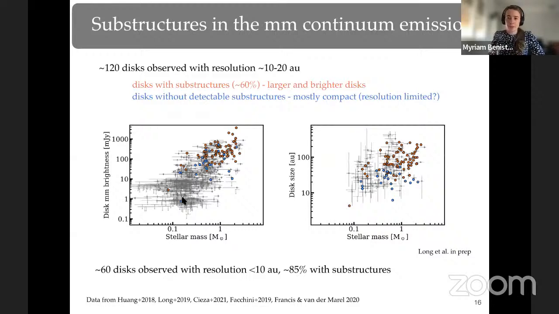So far, we have observed about 120 disks with a resolution of about 10 to 20 AU. This plot shows the disk brightness versus the stellar mass and the disk size versus the stellar mass. In orange are the disks that show substructures, and we can see that they are quite bright and quite large. The disks that do not show substructures are in blue, and we can see that they can still be quite bright, but they are compact. So it looks like we're still very limited by angular resolution, and we need to push for higher angular resolution with ALMA to be able to have a complete view of the amount of substructures that we have in disks.